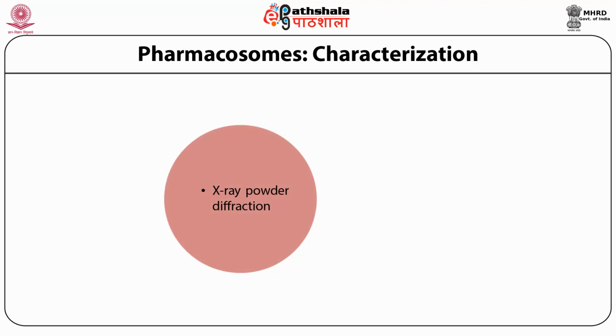X-ray powder diffraction. X-ray powder diffraction is done to know the degree of crystallinity by using relative integrated intensity of reflection peaks. The integrated intensity is measured by the area under curve, that is AUC, of the XRPD pattern, and it shows the specimen characteristics.